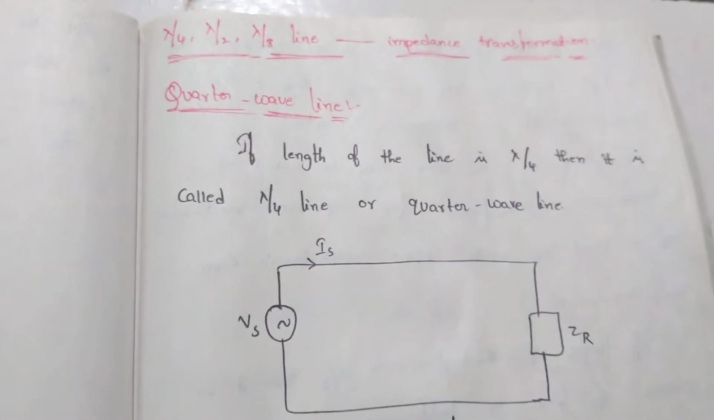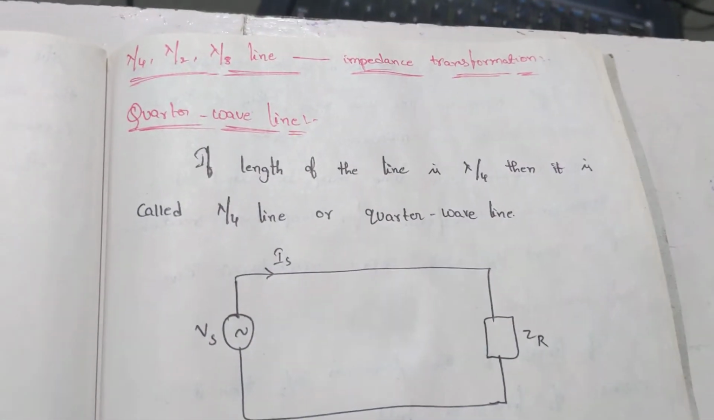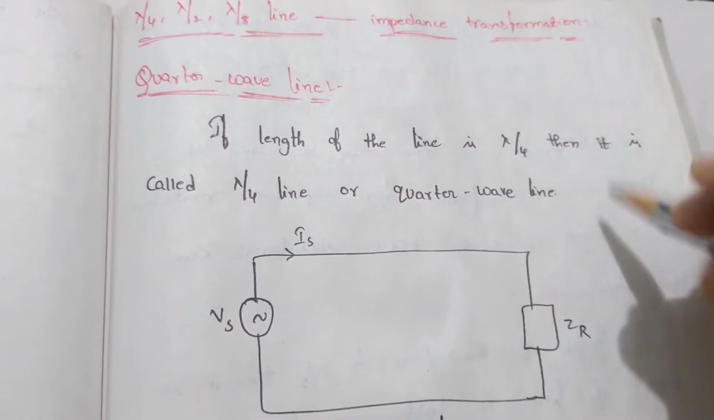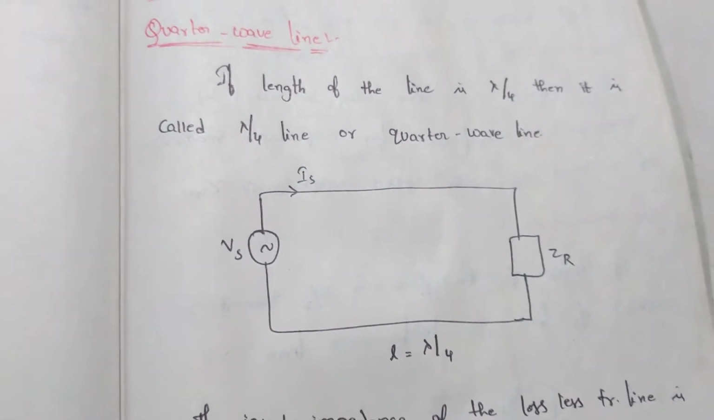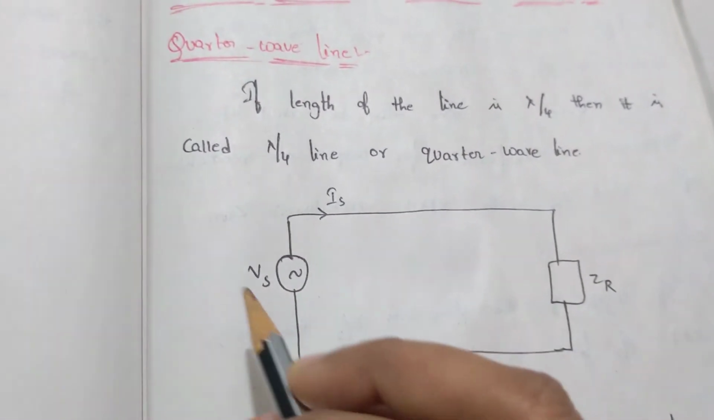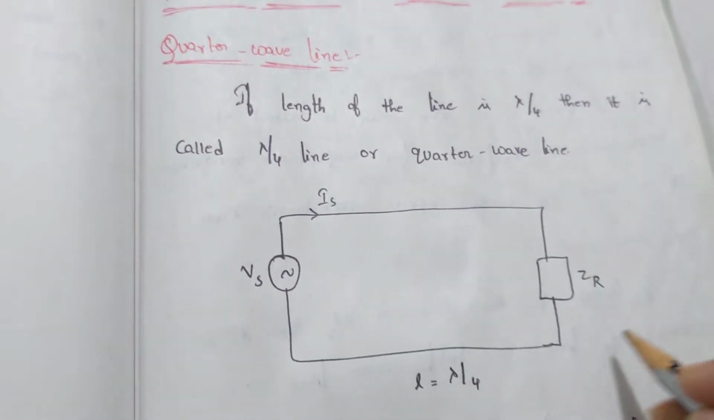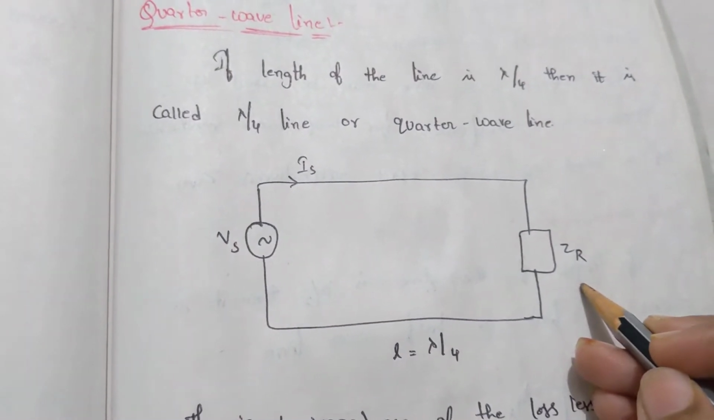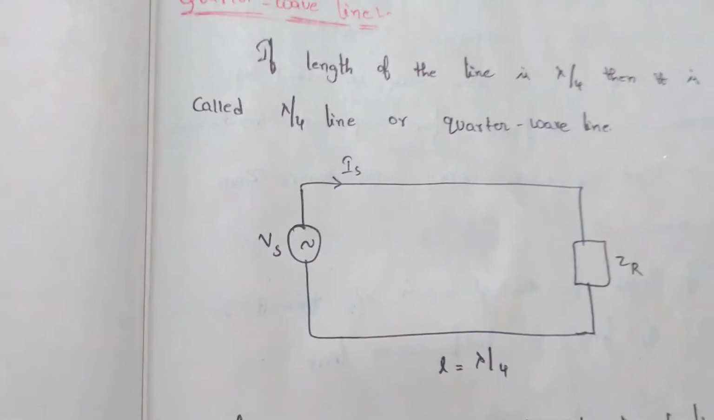In the first part, we are going to see lambda by 4 line, which is also known as quarter wave line. If the line length is lambda by 4, we call it a quarter wave line. This quarter wave line is excited with a voltage Vs and current Is, and the transmission line is terminated with a load of Zr. Now we are going to see what will be the input impedance.